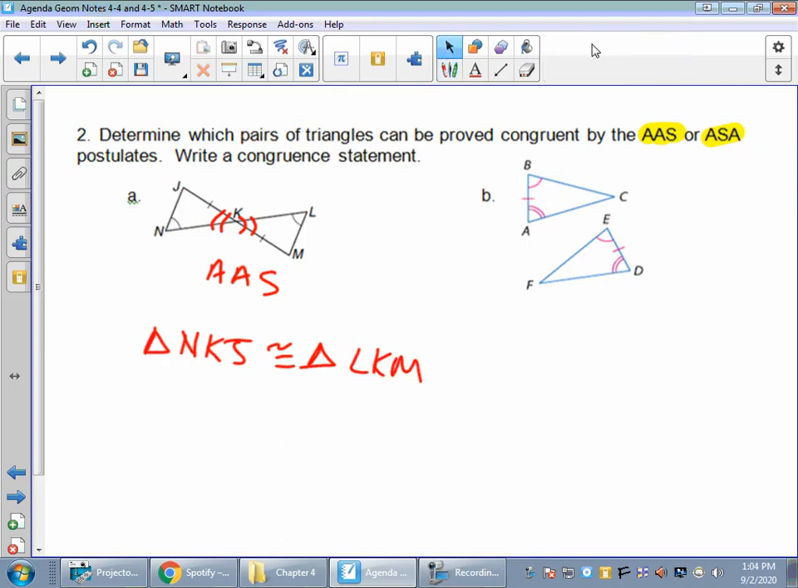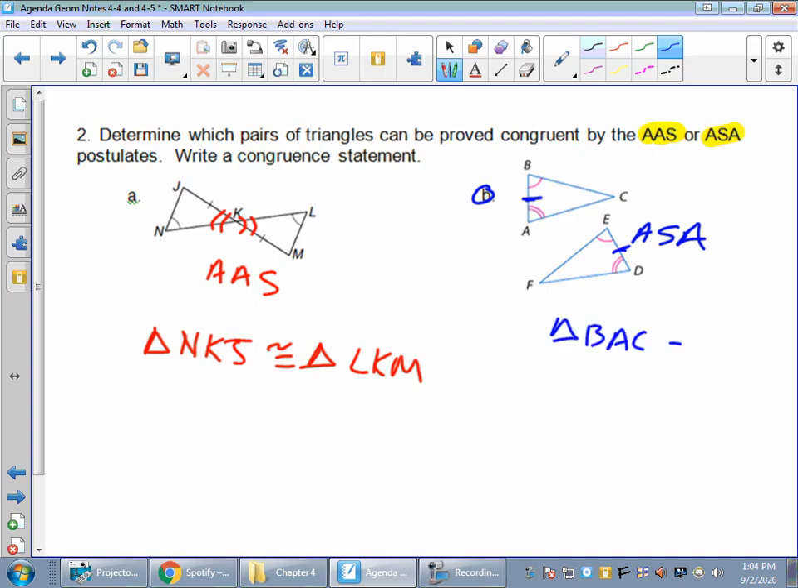All right, and over here on letter B, you can see this one, that this side here is between the two angles, so this would be angle, side, angle. And we would say that triangle BAC is then congruent to triangle EDF.